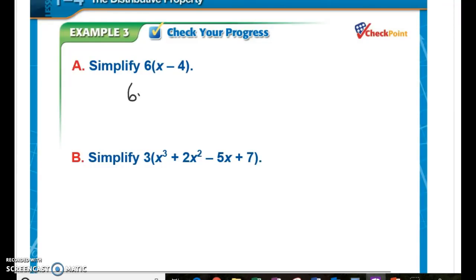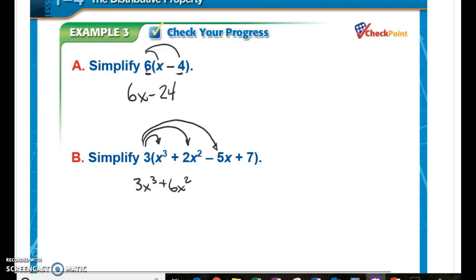So 6x minus 24, right? Now notice that this had a minus sign in front of it, so I do 6 times 4, but then bring down that minus sign with it. So this will be 3 times x cubed, 3 times 2x squared. Now this has a minus in front of it, so bring the minus down and then do 3 times 5. So this is 15x.